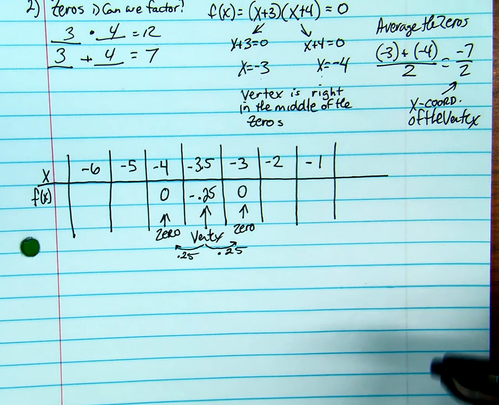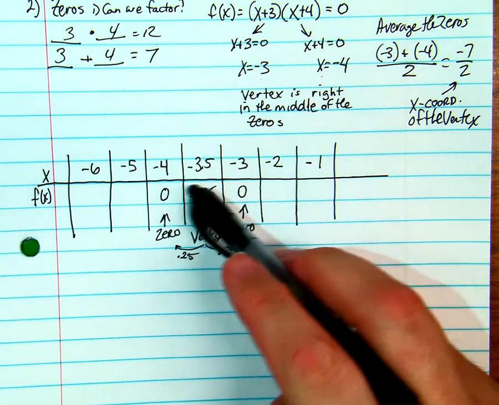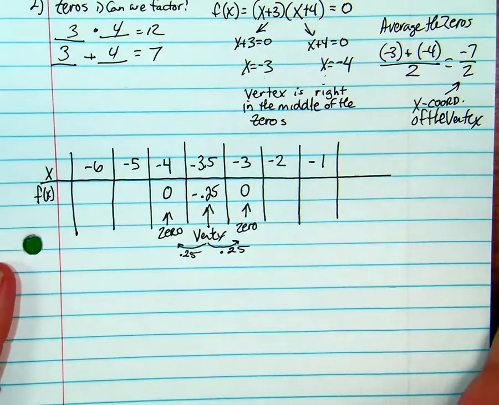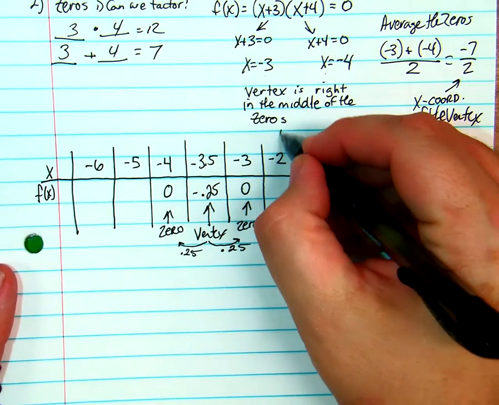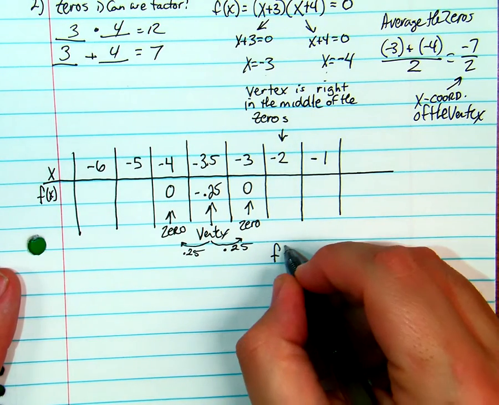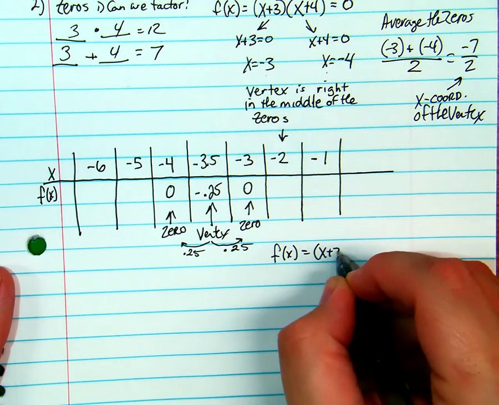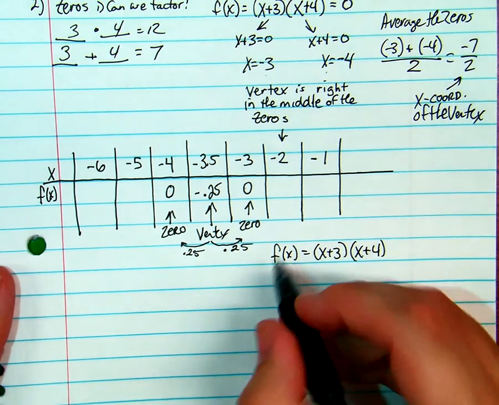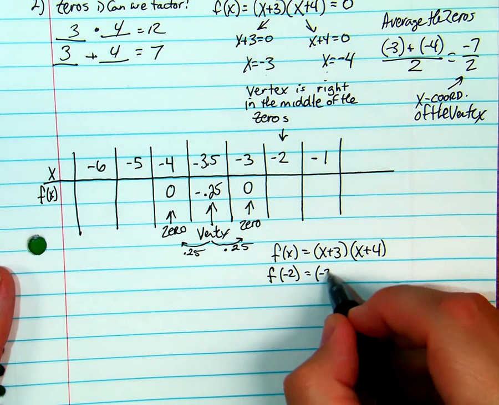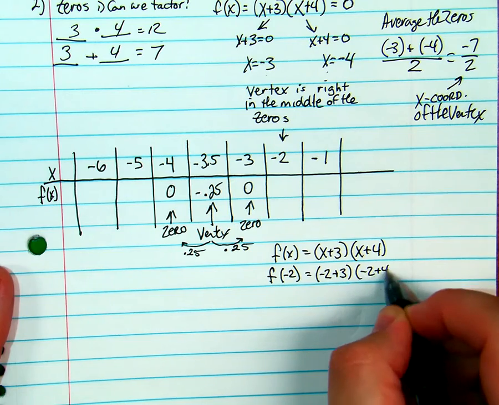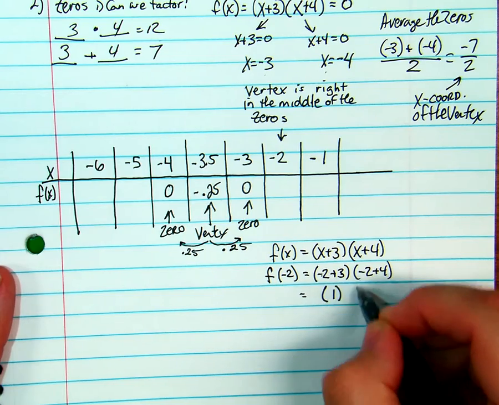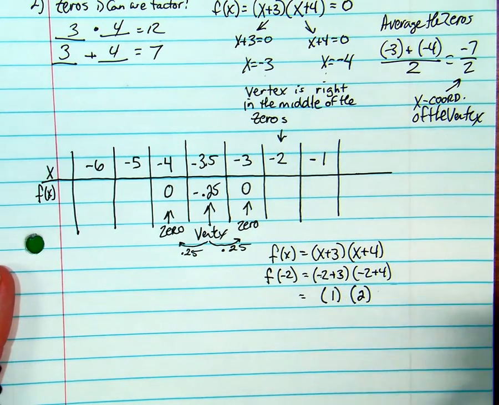Now, the nice thing about the quadratic function is all you have to do is work one side of the problem. So work the easier numbers. Like I'm going to take negative 2. And I'm actually going to use this. f of x is equal to x plus 3, x plus 4. And so I want f of negative 2. So I get negative 2 plus 3, negative 2 plus 4. What's negative 2 plus 3? 1. And 2, so this is going to be equal to 2. So I got a 2 here.